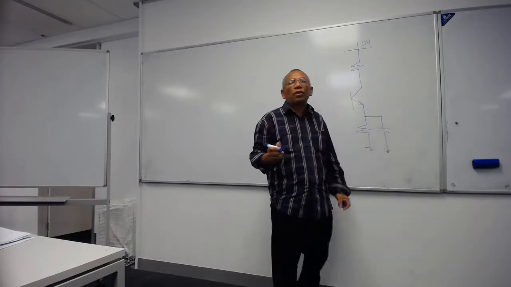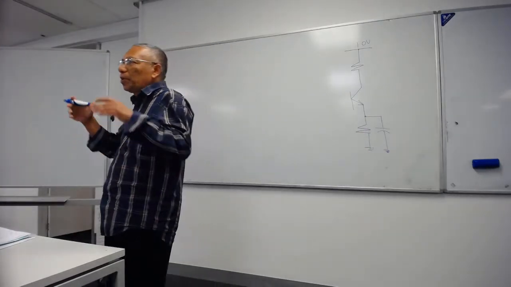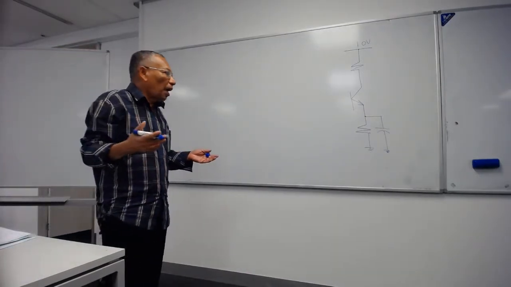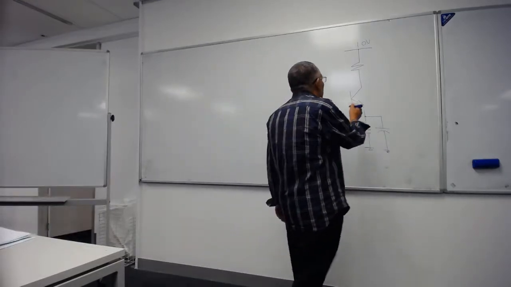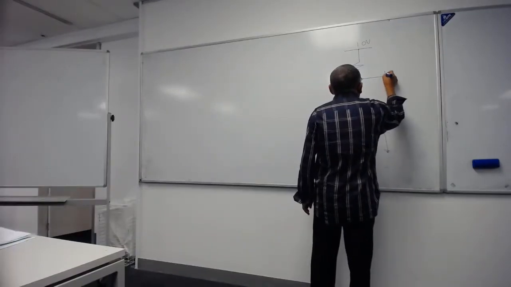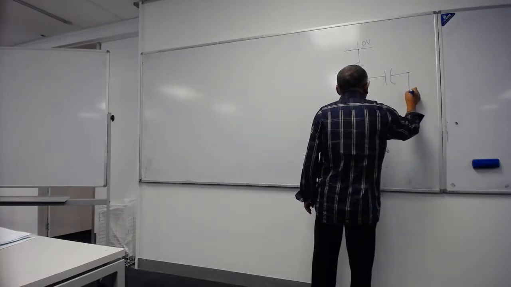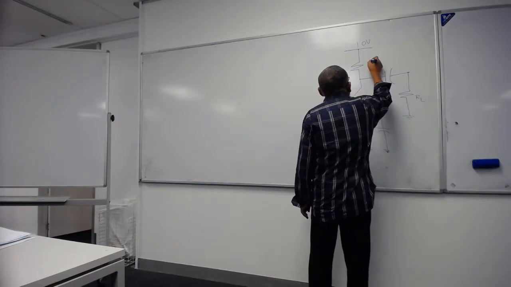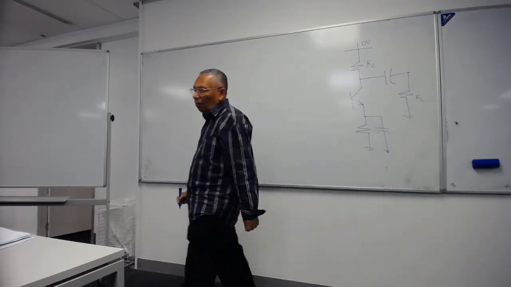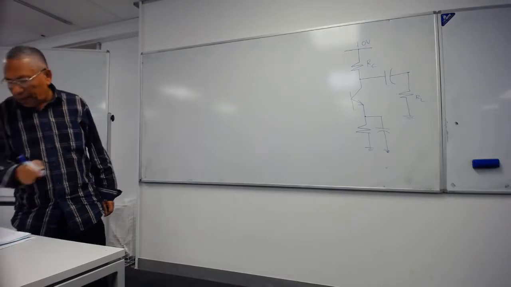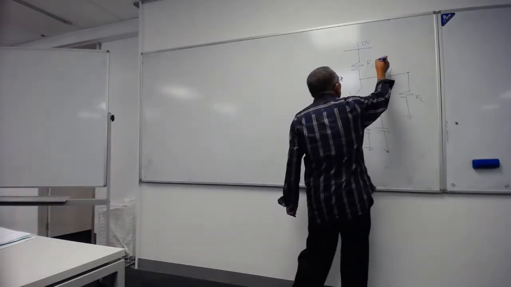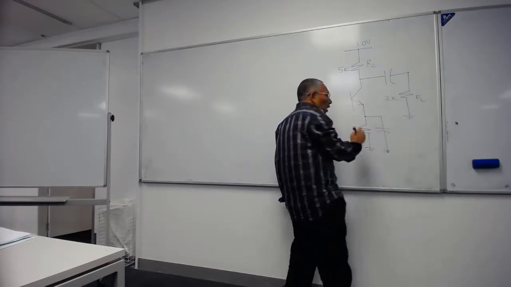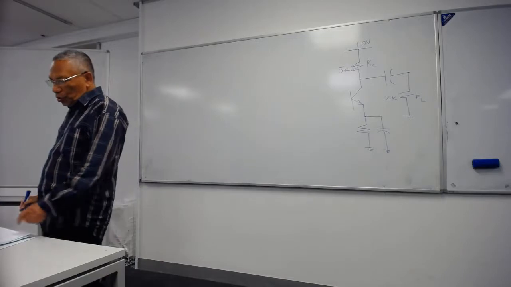So the capacitor is, as you know, very large. The only purpose of the capacitor is to be a short circuit for the AC and an open circuit for the DC. Okay? And then you will have another capacitor here, which connects to your external load, RL, RC, and you have 5K, 2K. This is 5K, this is 2K, and then you have emitter resistance, which is 1K.